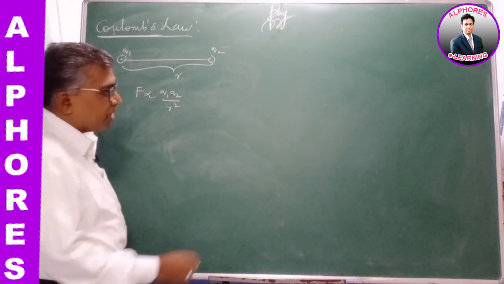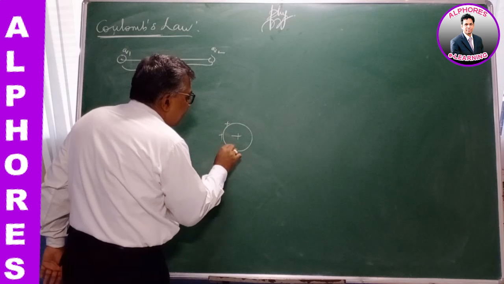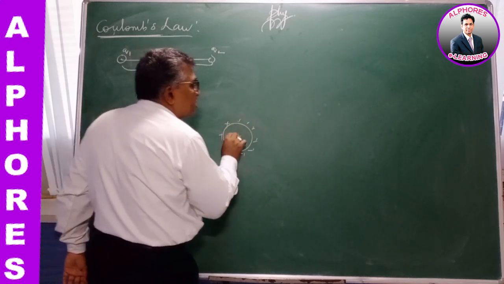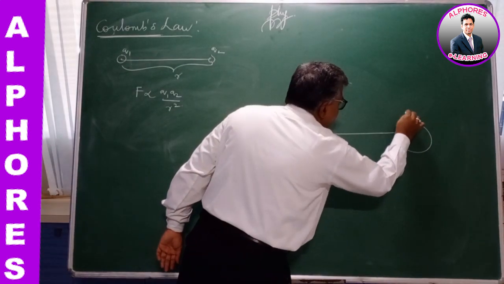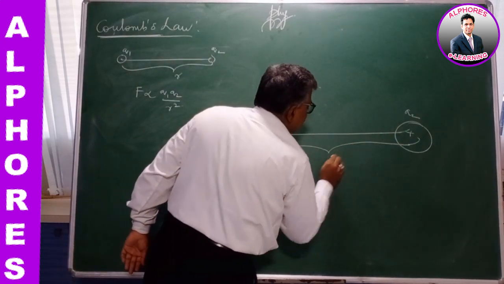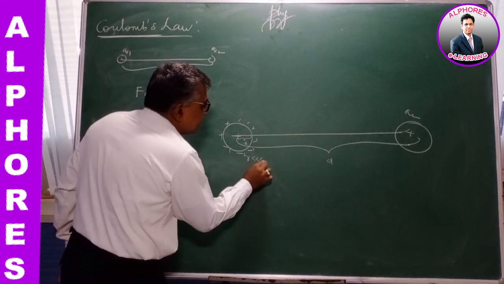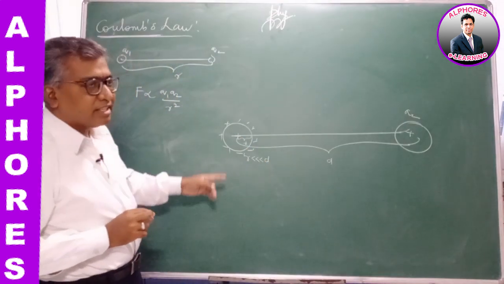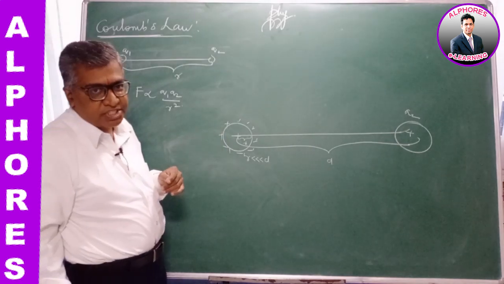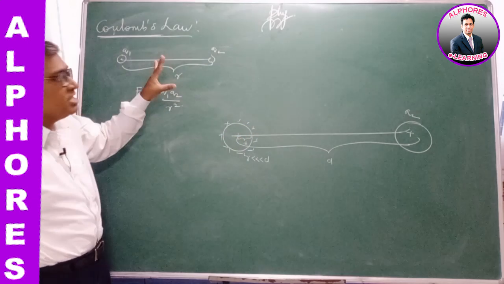What do you mean by point charge? It is the size of the charged body when compared to the distance of separation. When the radius r of the charged body is very much less than the distance of separation d, then the charge can be considered to be a point charge. So for point charges only, this law is applicable.